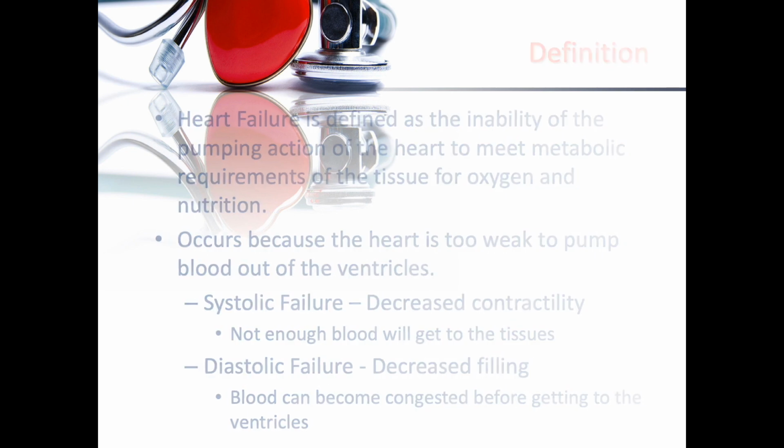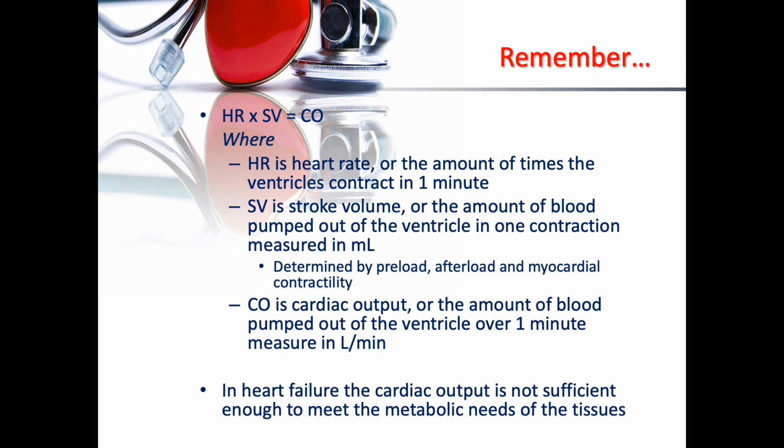Heart failure affects cardiac output, so it's important to remember HR times SV equals CO, where HR is heart rate, or the number of times the ventricles contract in 1 minute. SV is stroke volume, or the amount of blood pumped out of the ventricle in one contraction, measured in milliliters. This is determined by preload, afterload, and myocardial contractility. CO is cardiac output, or the amount of blood pumped out of the ventricle over 1 minute, measured in liters per minute. In heart failure, the cardiac output is not sufficient to meet the metabolic needs of the tissues.